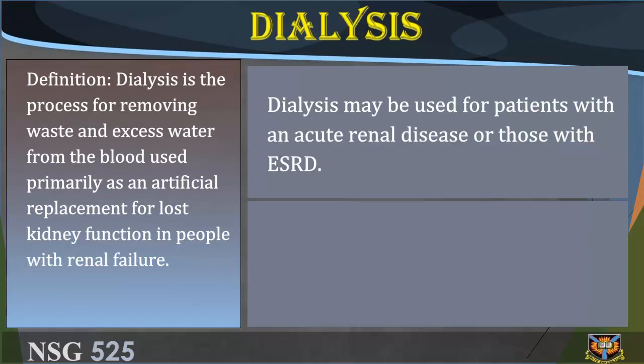Dialysis. Definition. Dialysis is the process of removing waste and excess water from the blood, used primarily as an artificial replacement for lost kidney function in people with renal failure. Dialysis may be used for patients with an acute renal disease or those with ESRD.